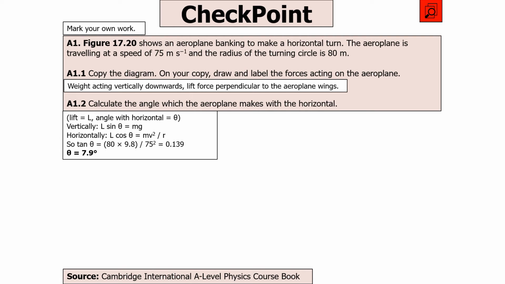Now we don't have the value of L in this equation, so we've got to cancel it through. So we can do the vertical equation divided by the horizontal equation. The L's will cancel through, and sine over cos becomes tan theta, a mathematical trigonometric identity you learn in GCSE maths. So therefore tan theta is going to equal 80 times 9.8, which is the radius times the acceleration due to gravity, g. Then we divide it by the speed squared, so therefore we get 0.39. We inverse tan that to get 7.9 degrees.